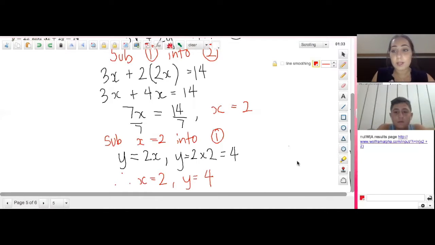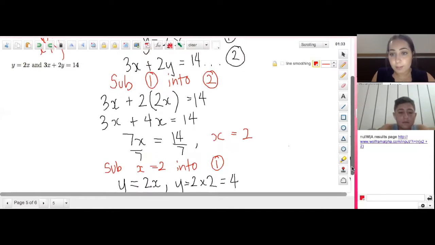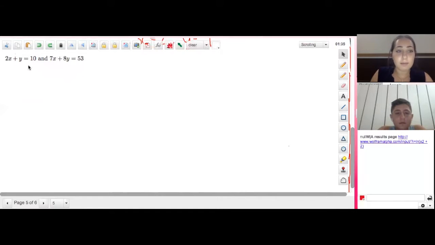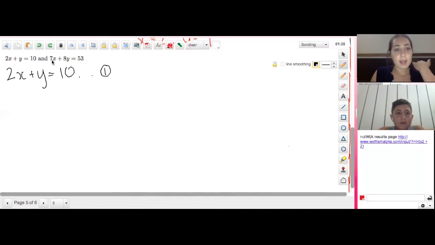So now that we've solved the value of both variables, we're going to look at another example. Okay, so we're going to look at this next example, and we're going to use the same substitution method. The first step is to rewrite both equations and label equation 1 and equation 2. So we're going to start with the first one: 2x plus y equals 10, and we're going to call that equation 1. And our next equation is 7x plus 8y equals 53, and we'll call that equation 2.